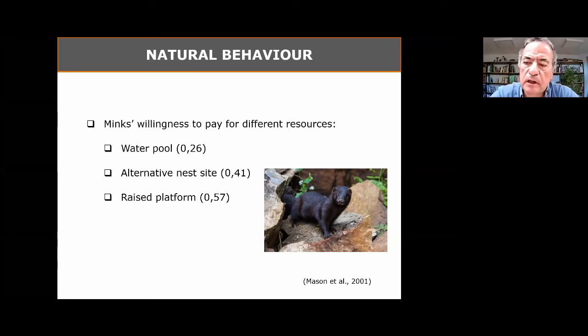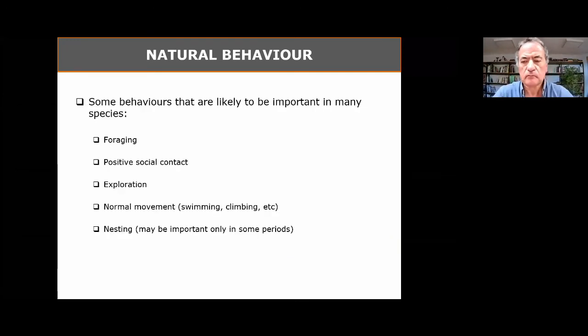So the results of this paper, which are summarized in this slide, are that having access to a water pool to swim is extremely important for the welfare of mink, or at least mink perceive that as being extremely important. Having an alternative nest site to perform nesting behavior and to hide is also very important, but not so much. And finally, having access to a raised platform is apparently less important. So just two examples to tell you that we do have knowledge from different methodologies on which behaviors animals regard as being important for the welfare, or behaviors which, when prevented, will have damaging effects on the welfare of the animals. And one tentative summary is this one here.